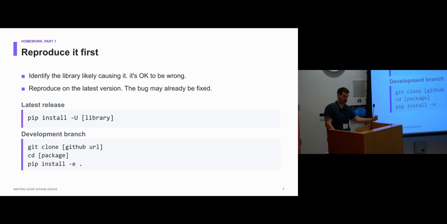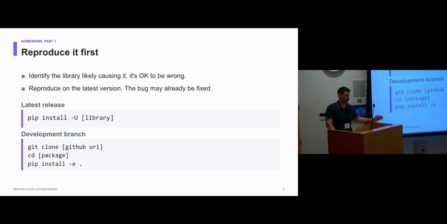Now, the first step is to identify what library is causing the problem. And this can actually be really tricky because almost all of the bugs are going to be a combination of libraries. One library is calling another, it's calling another. And yeah, the error trace is from one library, but that might be because it's called incorrectly from another library. So it can be difficult to identify what library is causing the bug. Don't let that stop you from opening the issue.